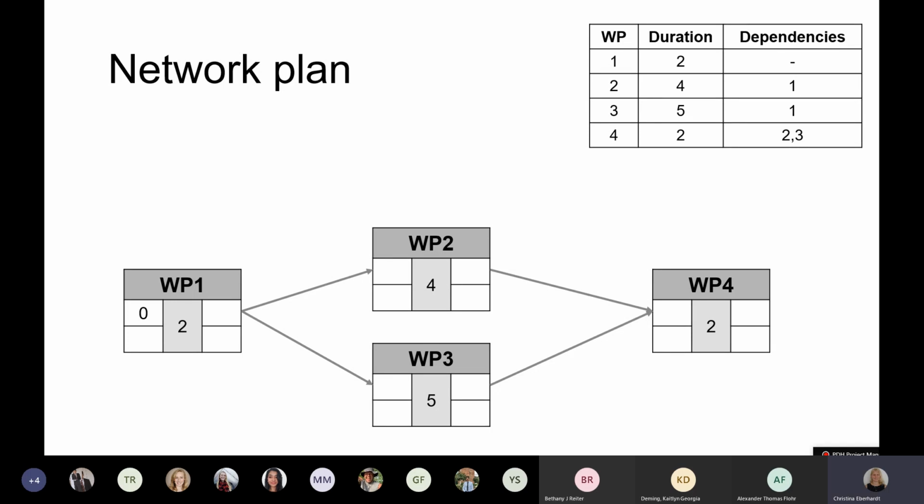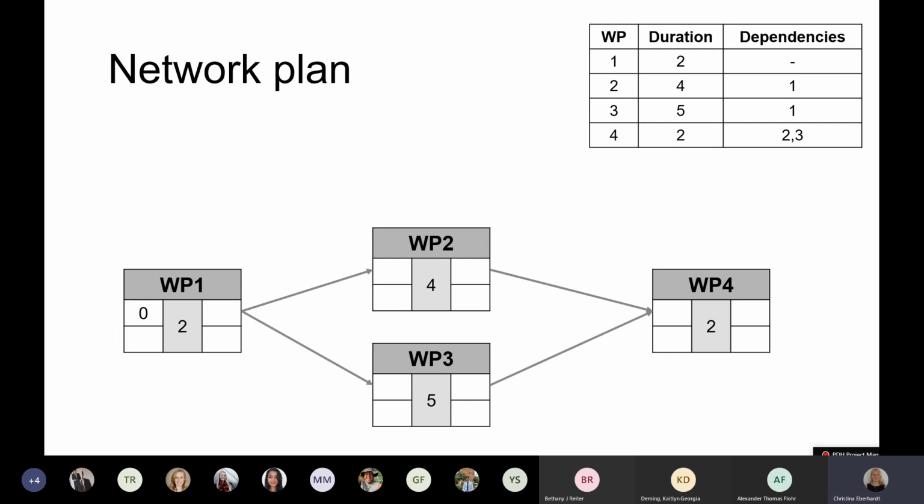Sometimes the notation varies. Some people use 0, some people use 1. It really varies. Now we see that 2 other packages, 2 and 3, both are dependent on 1. So both will have an arrow from package 1 to them. And this tells us that those packages can only start once package 1 is done. Again, we can enter their duration in the middle, and the last one we can see has 2 dependencies, so arrows from both of those packages to this one.